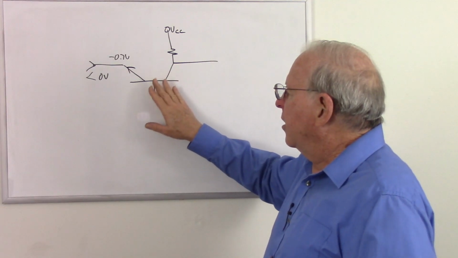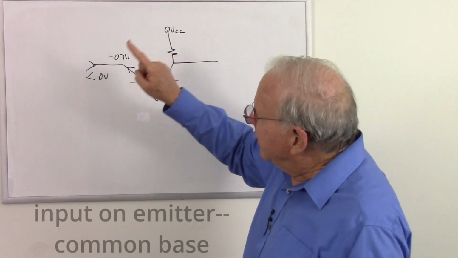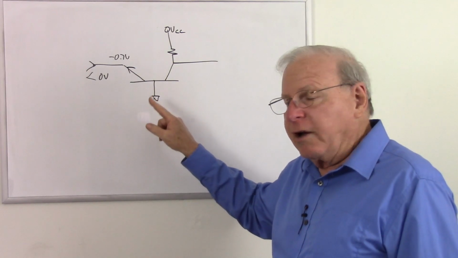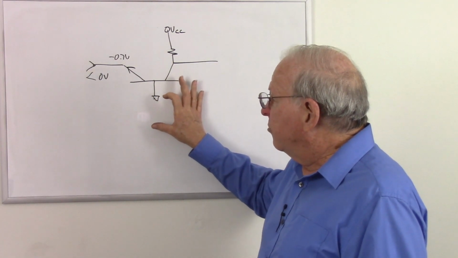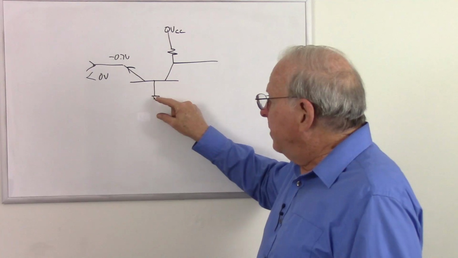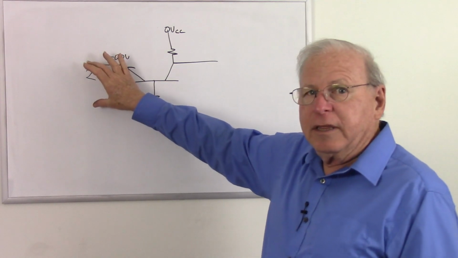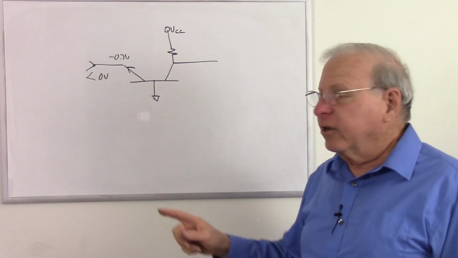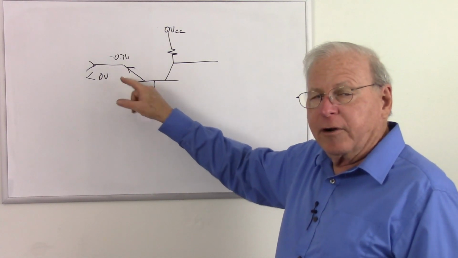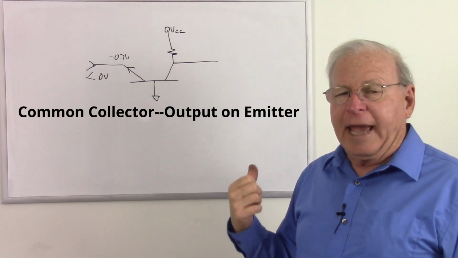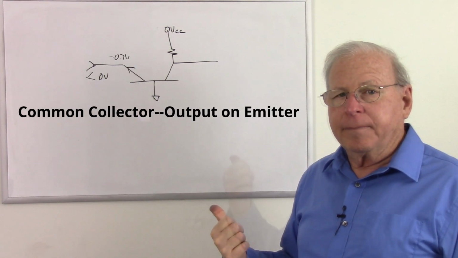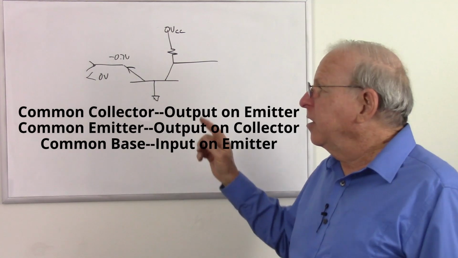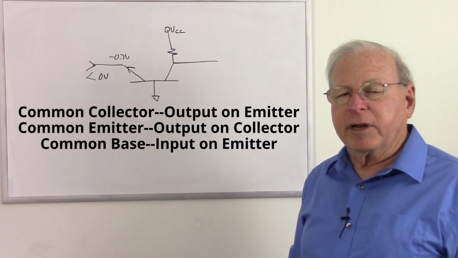So we recognize the common base circuit mainly because the input is on the emitter, because we don't know exactly if this is going to be grounded or not, but it will be arranged in such a way that the base is a common connection between the input and the output. But the easiest way to recognize the common base circuit is the fact that the input is on the emitter. So common collector, the output is on the emitter. Common emitter, the output is on the collector. Common base, the input is on the emitter. Best way to recognize that.